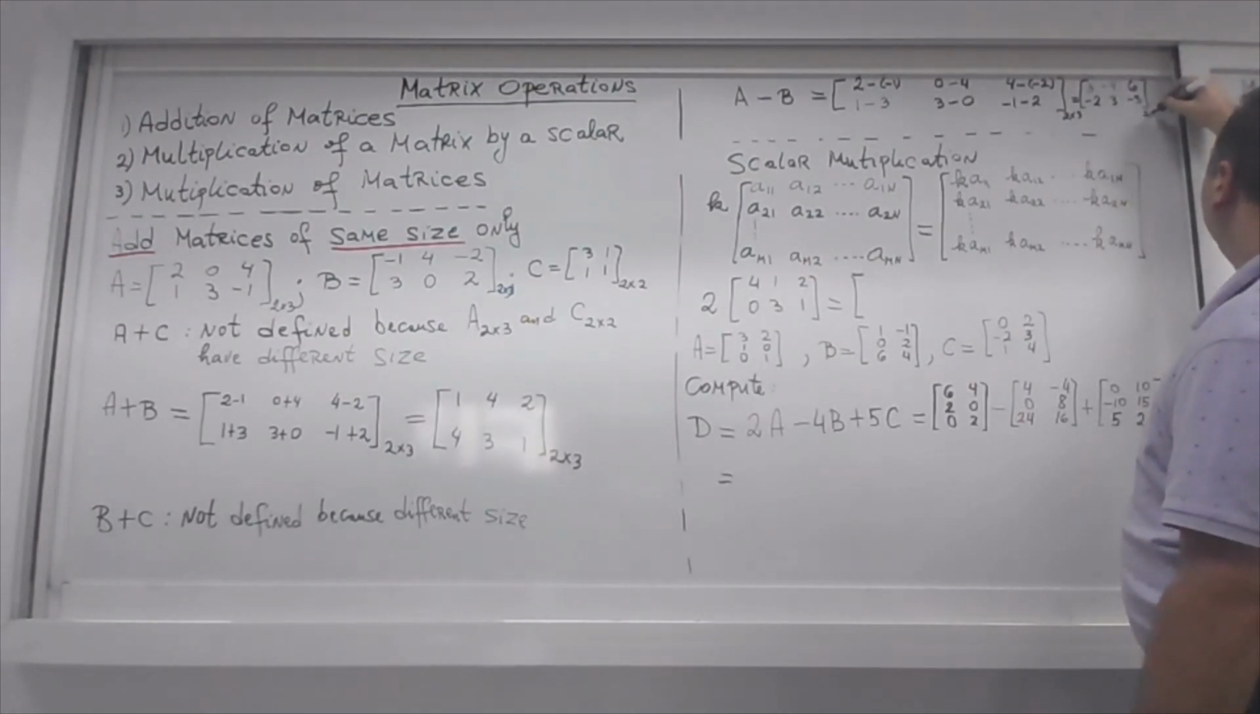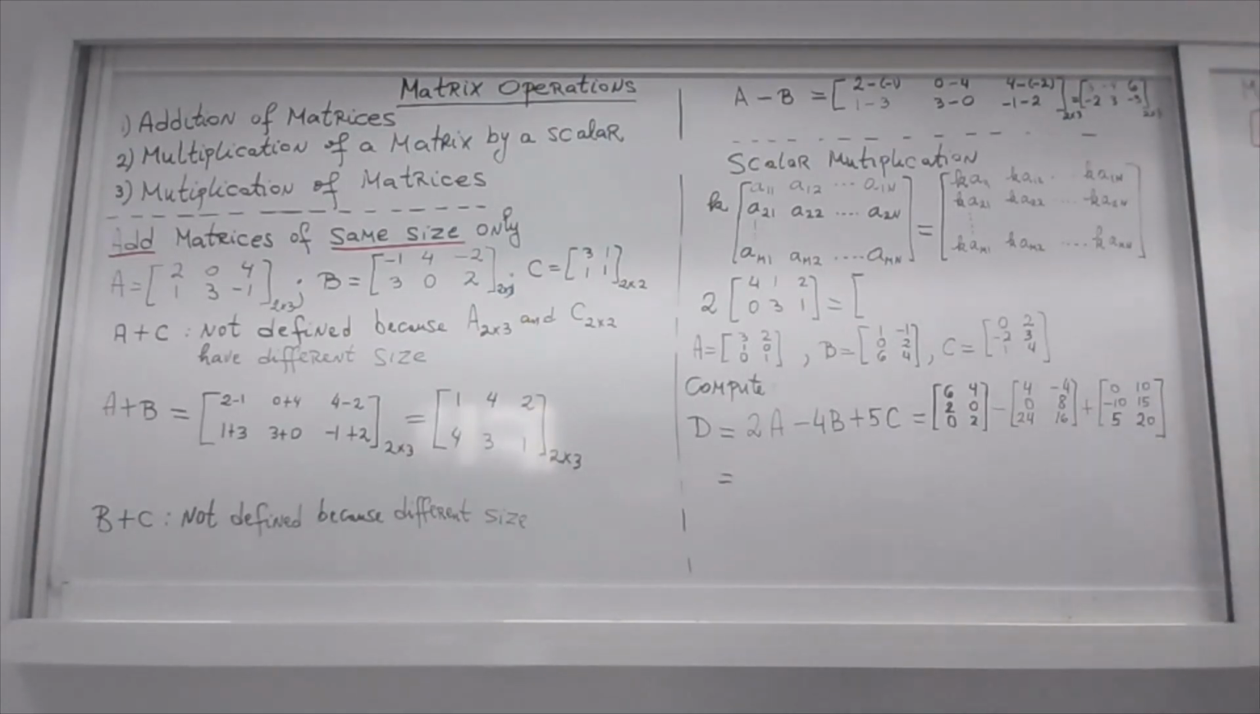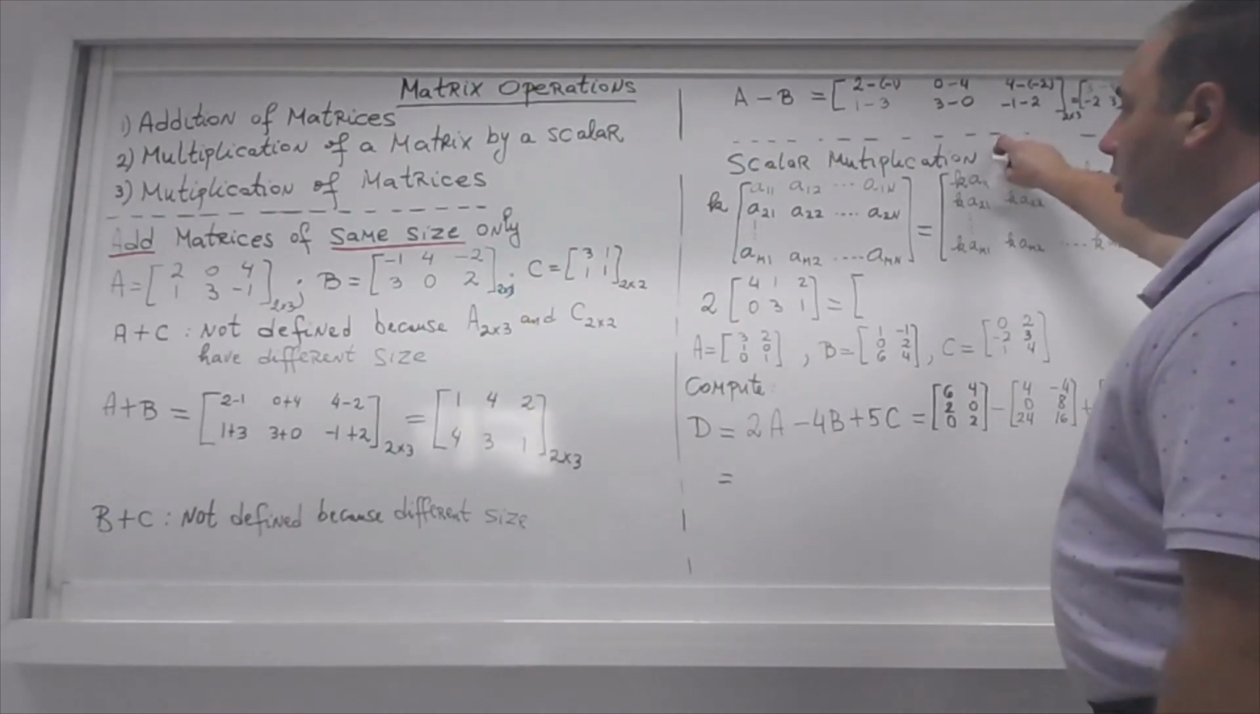So this is still 2 by 3. Obviously, A minus B is different from A plus B most of the time. So that's how we do addition and subtraction. We simply add corresponding entries or subtract corresponding entries. For scalar multiplication, it's super easy.